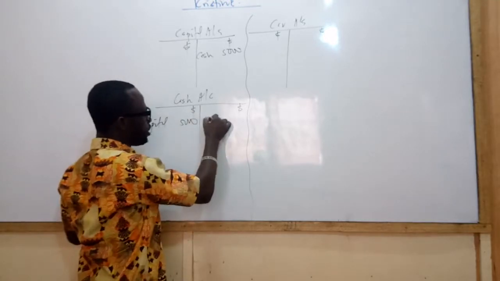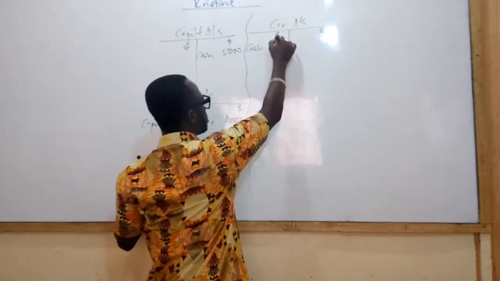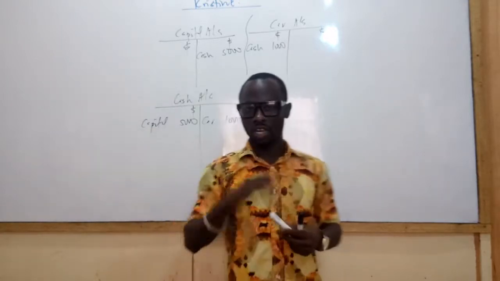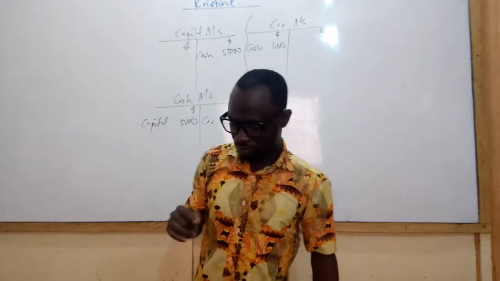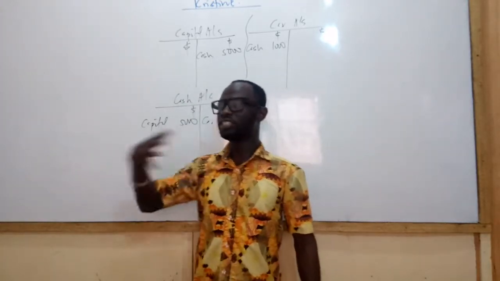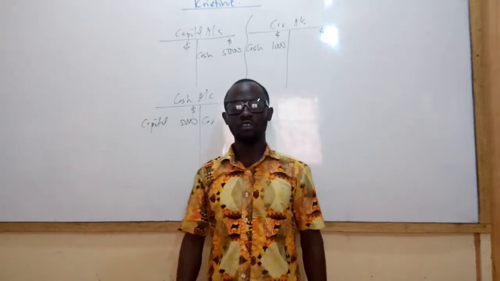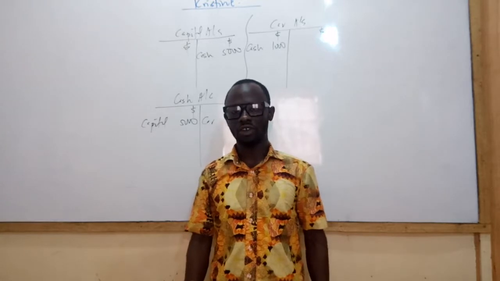So cash in the name of car, 1,000. Car in the name of cash, 1,000. So that is how the second entry is made. Third, they buy goods for resale for cash, $500.